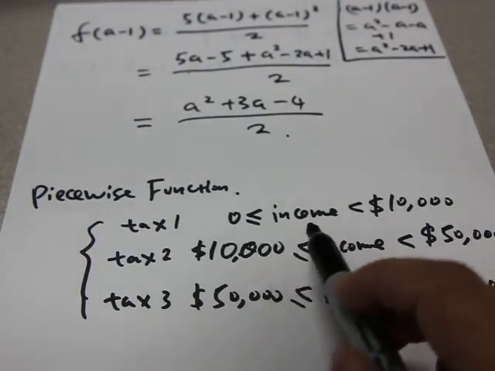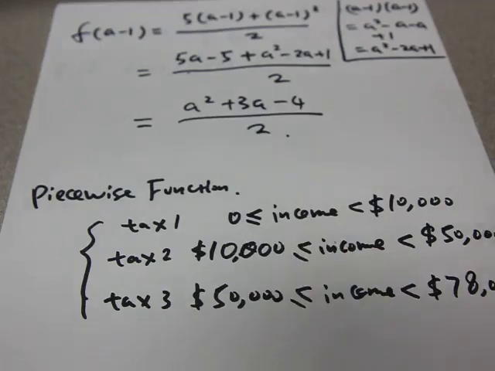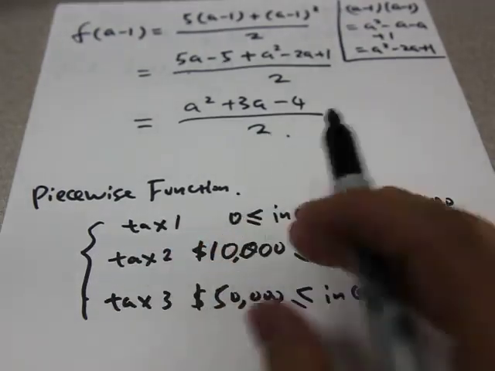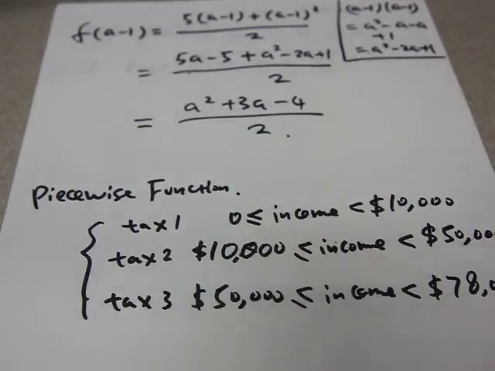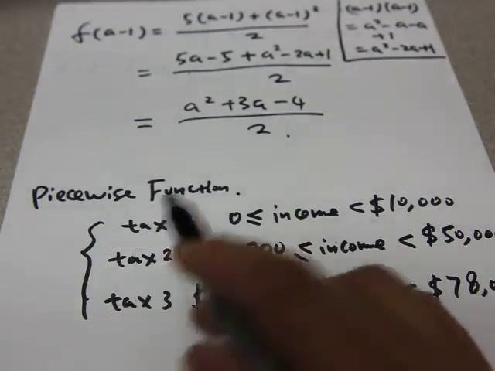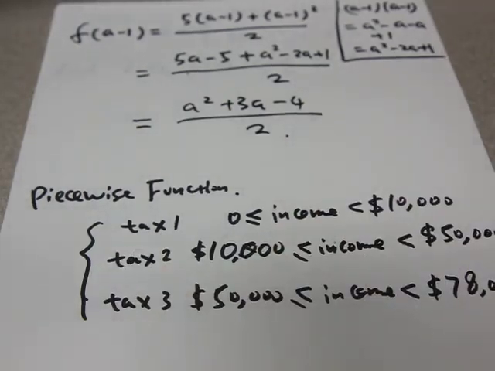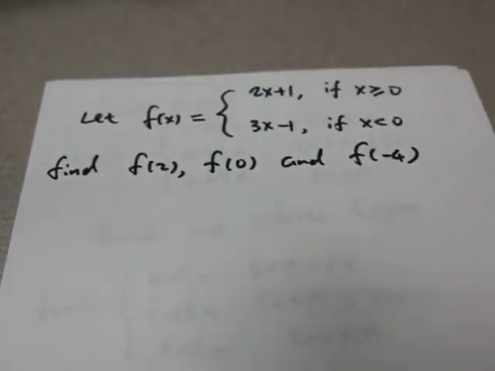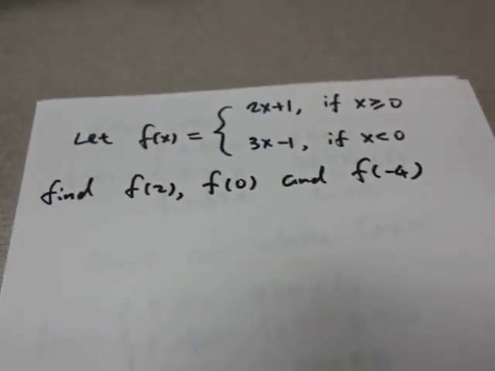If your income is between 1 and 10,000, then you will be charged this amount of tax. For example, if your income is between 10,000 and 50,000, you will be charged this amount of tax. So here is an example of a piecewise function.